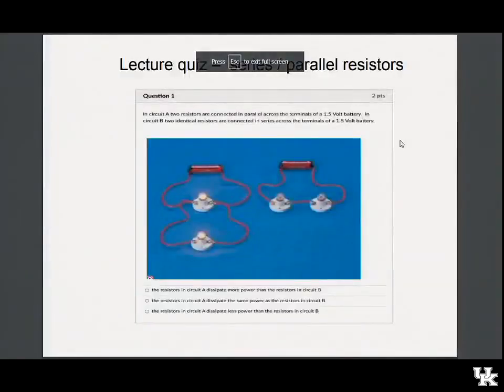So on the left, we've got a parallel arrangement of two resistors. On the right, we've got a series arrangement of two resistors. The one on the left is circuit A, parallel. The one on the right is circuit B. And the question is simply, which circuit consumes the greater power, or do they consume the same amount of power?